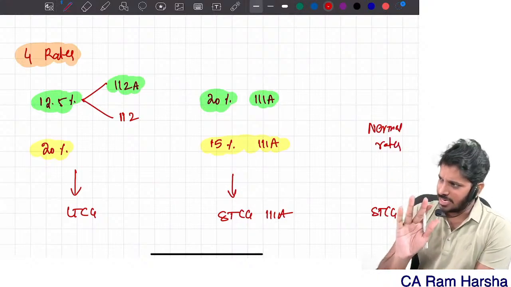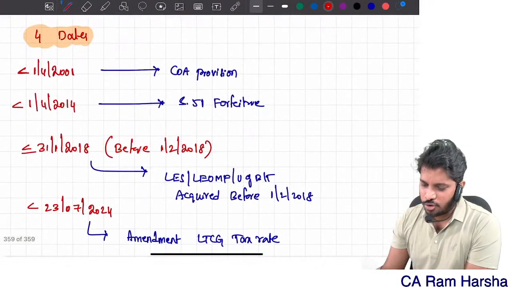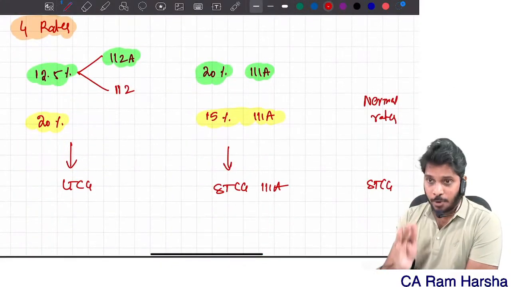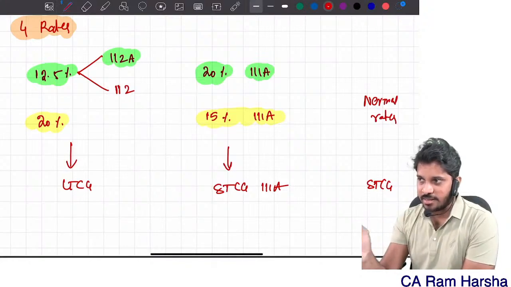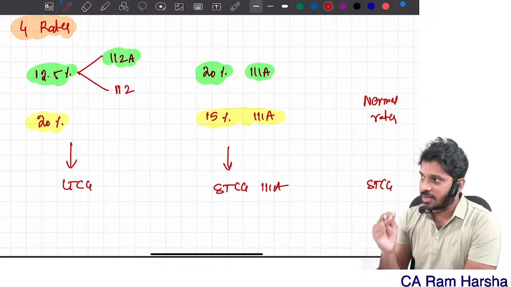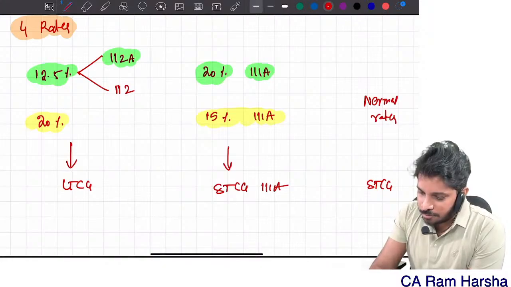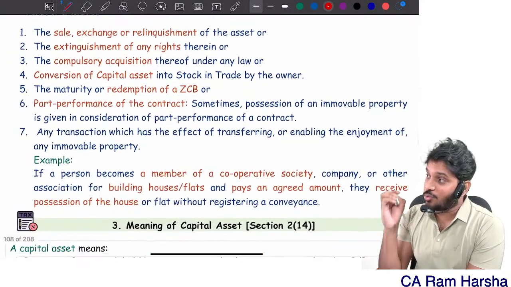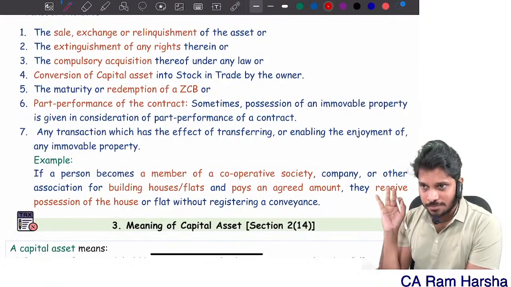But don't worry, let's not discuss this immediately. 4 dates, 4 rates. I will come back to this point. What are the 4 rates that are there in capital gains? What are the 4 dates that are available in capital gains? I'll come back. Now, most important, in capital gains, how do we compute capital gains? This is the first question.